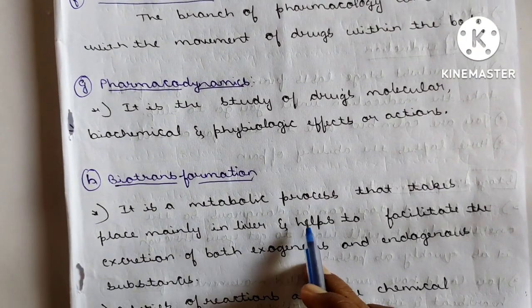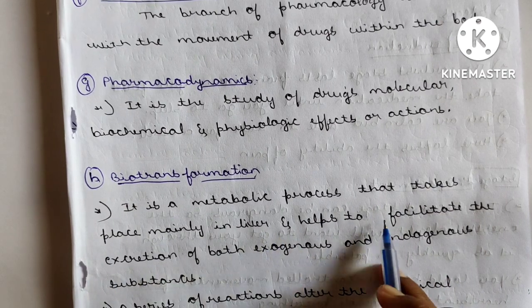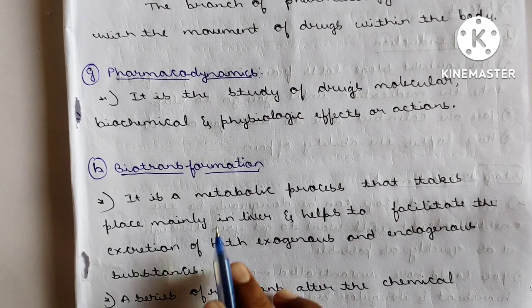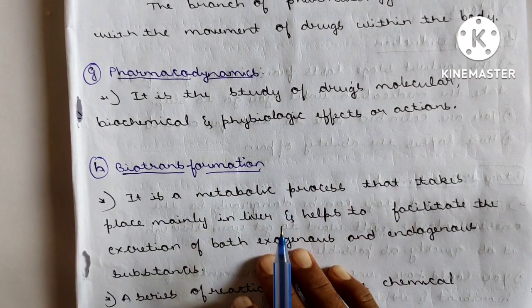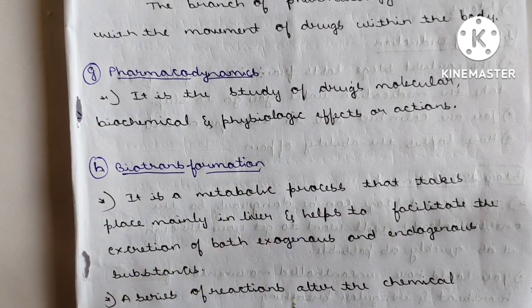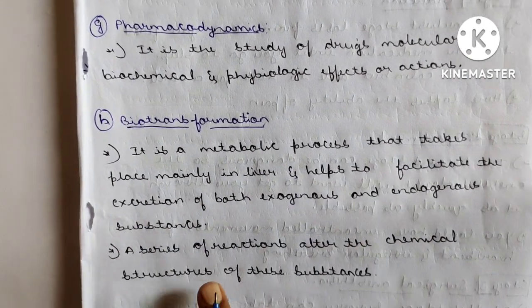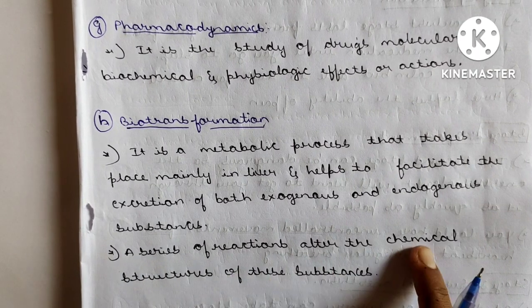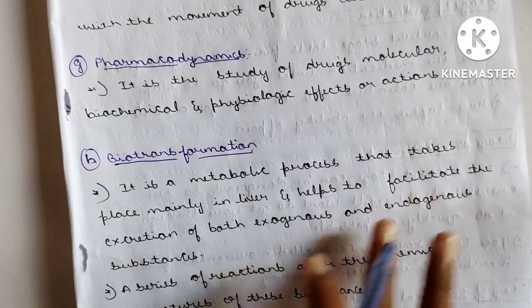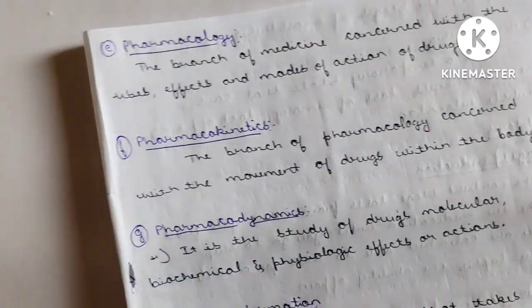See, it is the metabolic process that takes place mainly in the liver and helps to facilitate the excretion of both exogenous and endogenous substances. Mainly this biotransformation metabolic process takes place where, in the liver. A series of reactions alter the chemical structure of these substances. All these processes take place inside the body only.